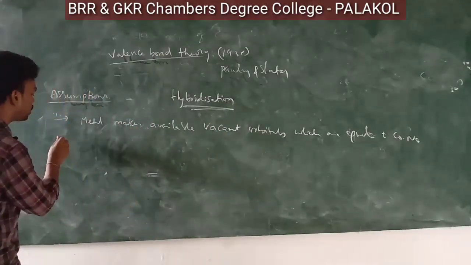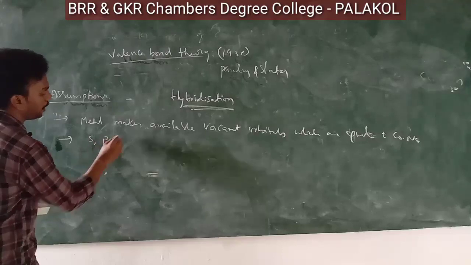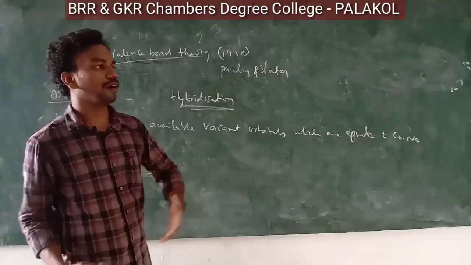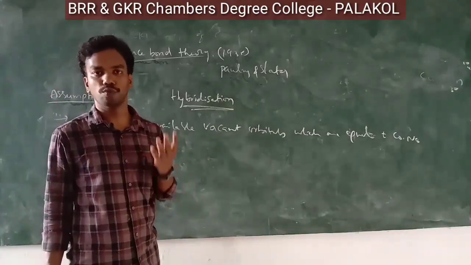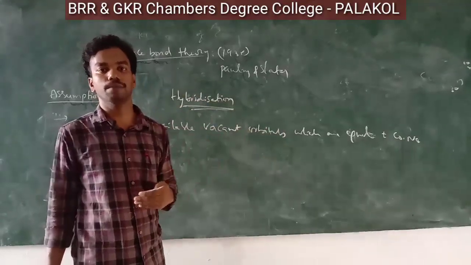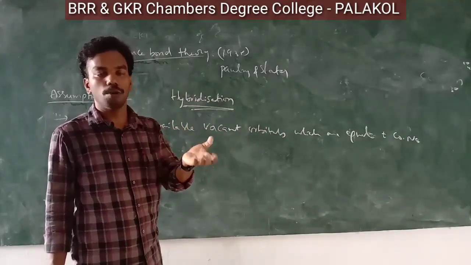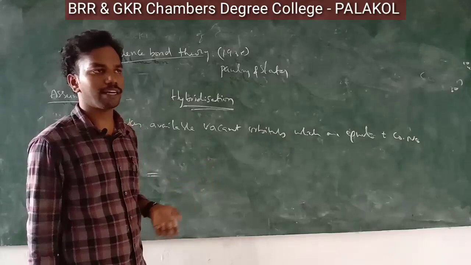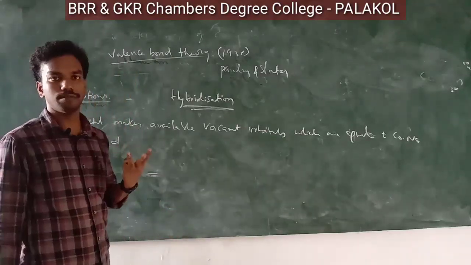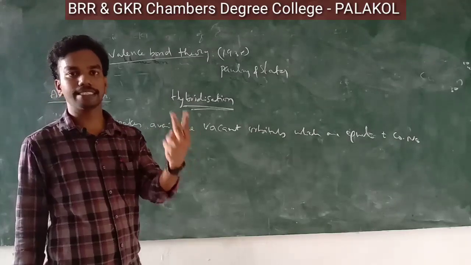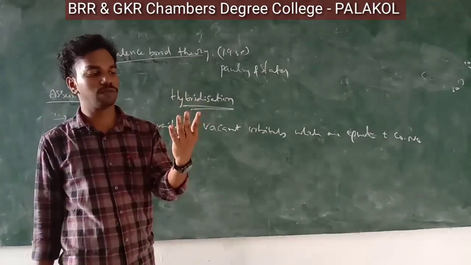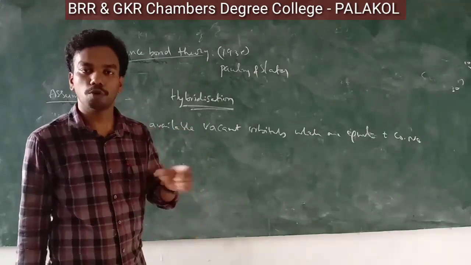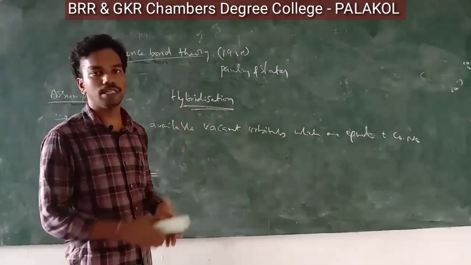Second, these vacant orbitals may be s, p, d orbitals. For example, if the coordination number is 4, four ligands donate four lone pairs of electrons to the central atom. So the metal must have four vacant orbitals, which may be one s orbital and three p orbitals, px, py, pz. These four orbitals mix together and form new orbitals called hybrid orbitals, and the process is called hybridization. So what is hybridization? Mixing of atomic orbitals.